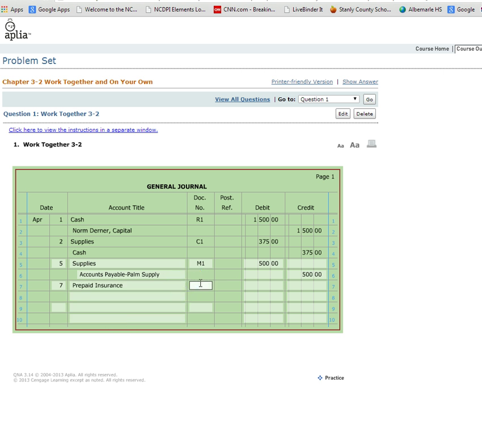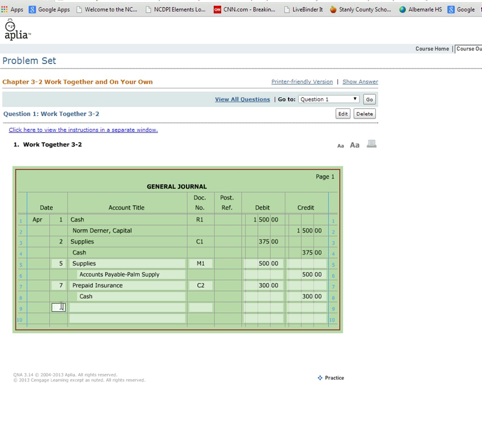We wrote a check, so that was C2 for check 2. We bought $300 worth of insurance, so this asset account increased with a debit. We paid with cash. Cash decreases. It's an asset account with a credit.